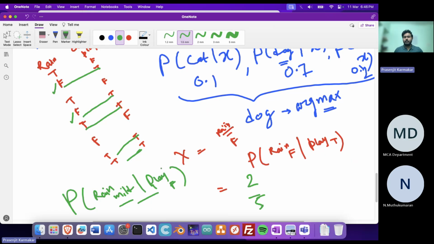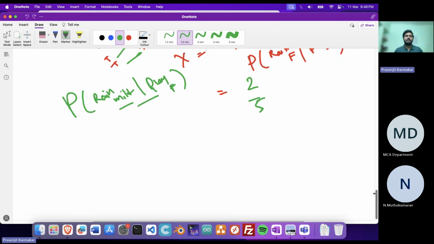But what happens when we have a continuous column? For example, let's say I have, not exactly age, but blood pressure. I have blood pressure, and the class I am trying to predict is whether I have diabetes or not. So I have to predict the probability of my BP.